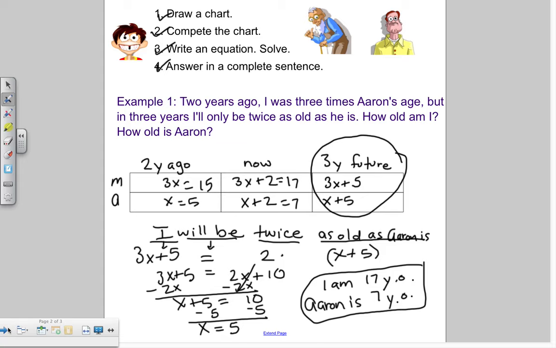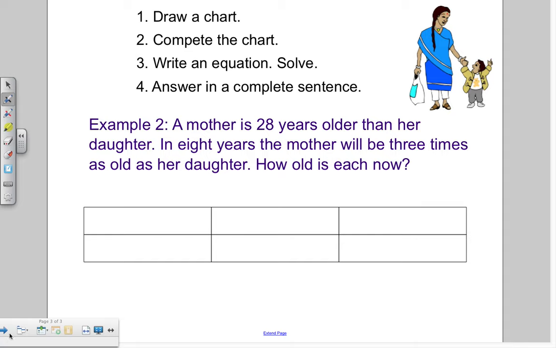Okay, one more question to do. Totally new question here. Example 2. A mother is 28 years older than her daughter. In 8 years, the mother will be 3 times as old as her daughter. How old is each now? So I draw a chart. Okay, I complete the chart.